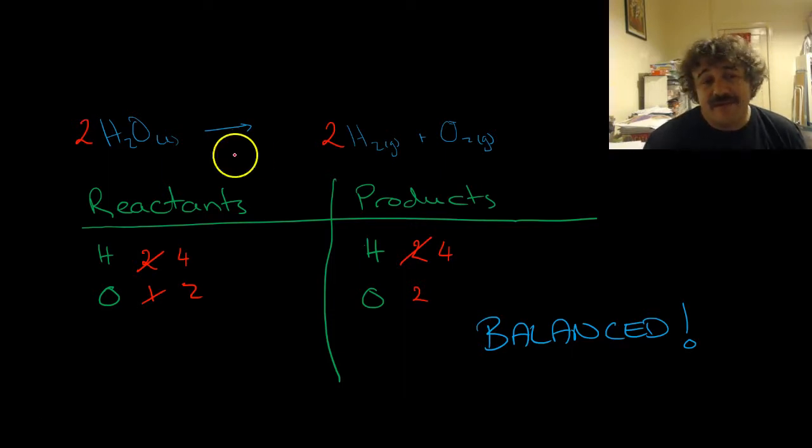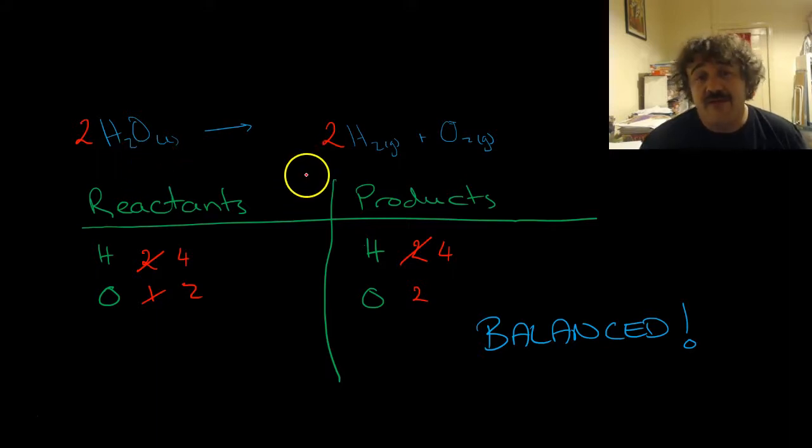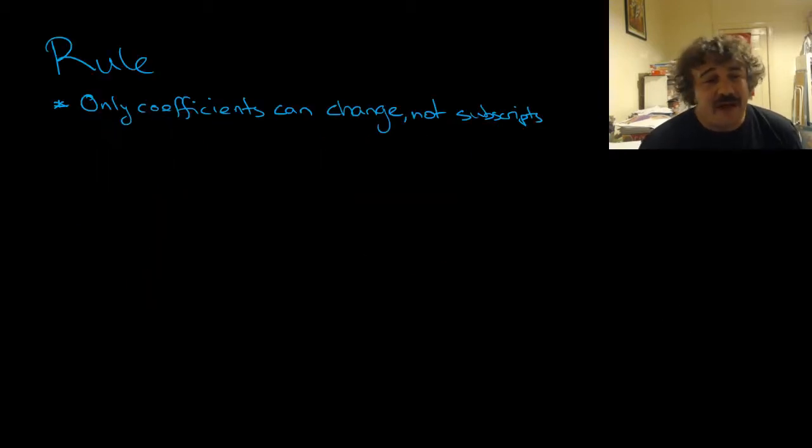Now, what does this actually mean? This means that for every two water molecules that you split, you will get two hydrogen molecules and one oxygen molecule. That's all that really means, which means for this reaction to even occur, you really need two of them at least. Luckily, there are trillions and trillions and trillions of water molecules in a cup of water, so we're all good.